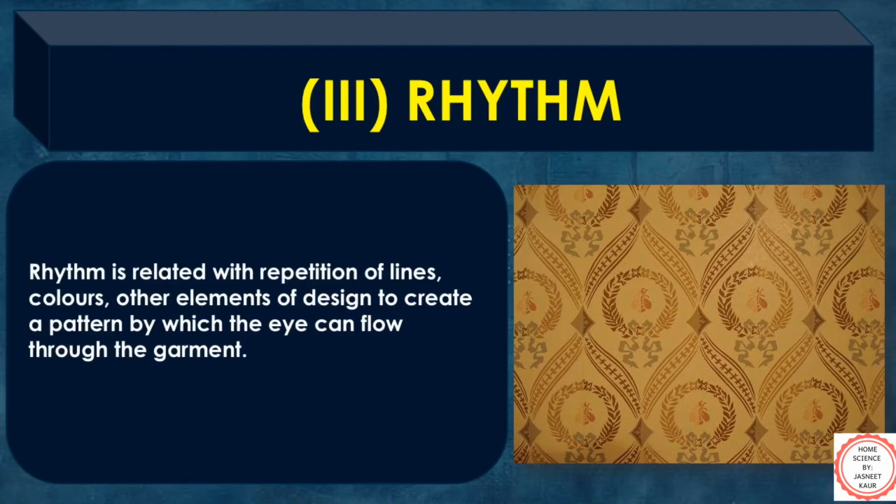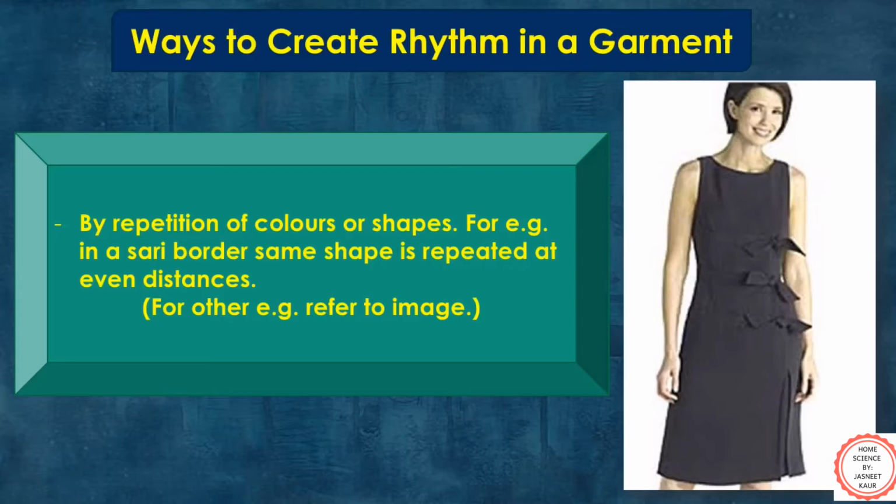Rhythm is related with repetition of lines, colors, or any other element of design, which will further help in creating a pattern on the fabric. It can be created through different colors or shapes. As mentioned here, by creating repetitive shapes at even distance on a sari border, you can achieve rhythm. Or you can look at this image. This can be the example of shape. Through the repetition of bows, we can create rhythm.